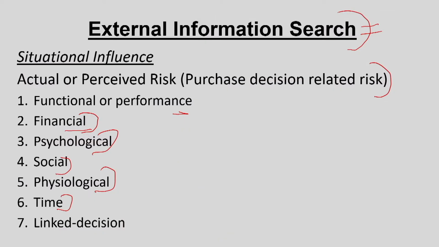Time risk. I don't know how much time a search is going to take, and so the risk is very high. The more time I invest, the less time is available for other things. When you are looking for external information, you don't know how much time it is going to take. In those cases, consumers actually do not do external search.